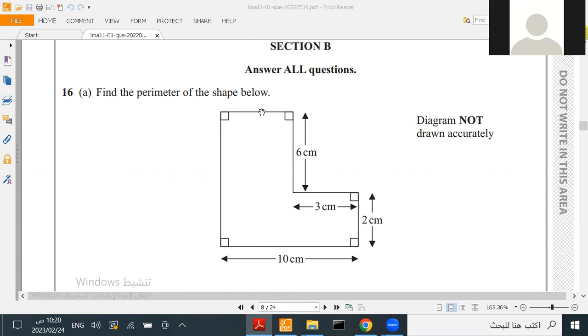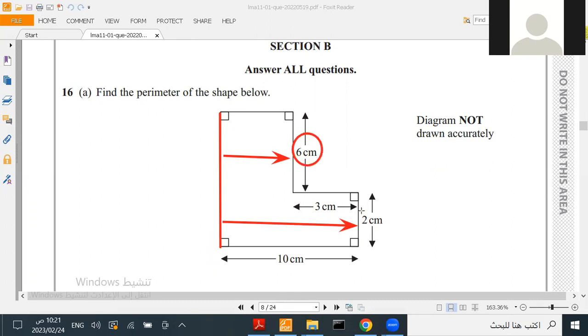I have to know the length of each side. Here I have 2, this one is 10, this one is 3, this one is 6, no problem. But I'm missing this side and this side. Now, to know the rest of the sides, I have to use the sides that I know so I can find them. This one is opposite to this and this. So when I add them together, I'll get the length of this side, okay?